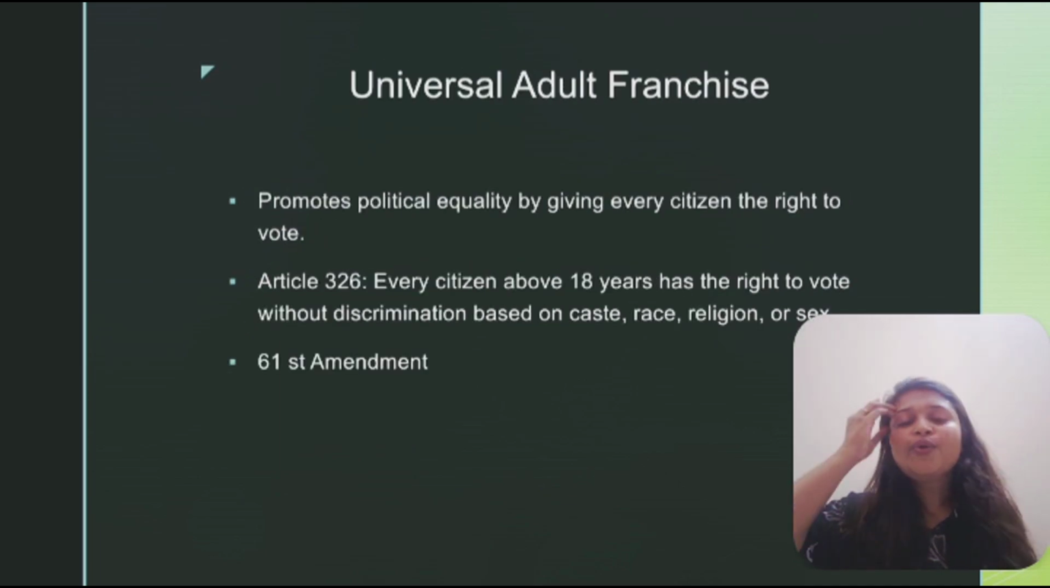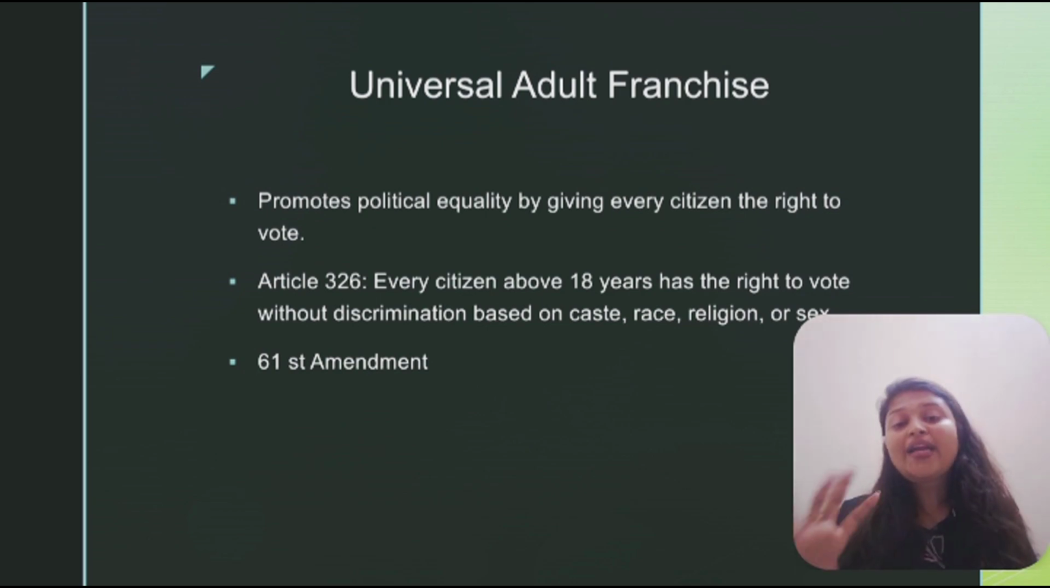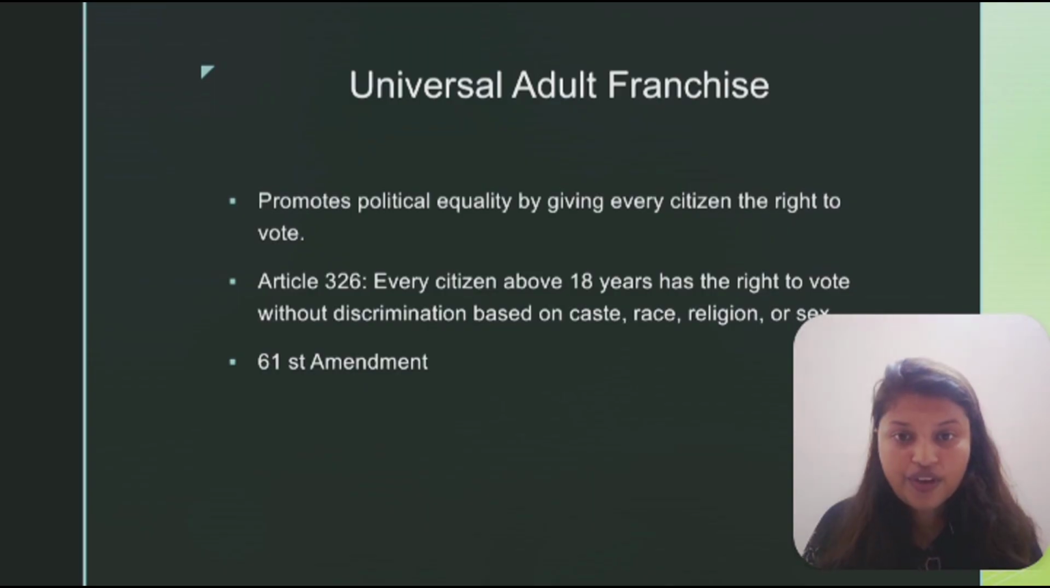And going on with the other, it is universal adult franchise. What is universal adult franchise? It means that any person who is above 18 years of age can vote and elect their representatives. So that is universal adult franchise. Article 326 of our Constitution deals with universal adult franchise, and before the 61st Amendment, only a person above 21 years of age could vote. After the 61st Amendment, it was reduced to the age of 18, where any person above 18 years of age can vote, right?